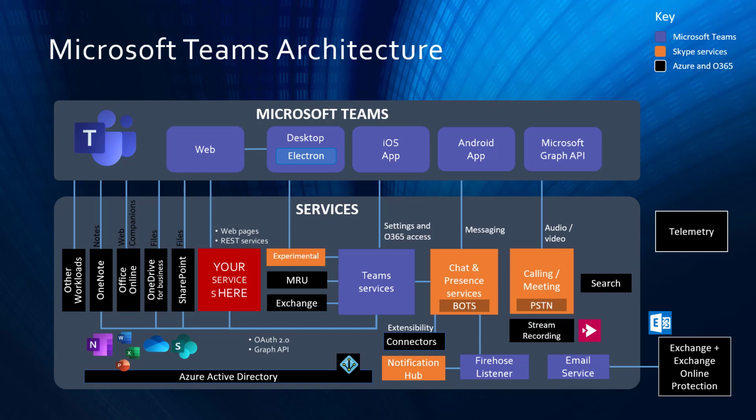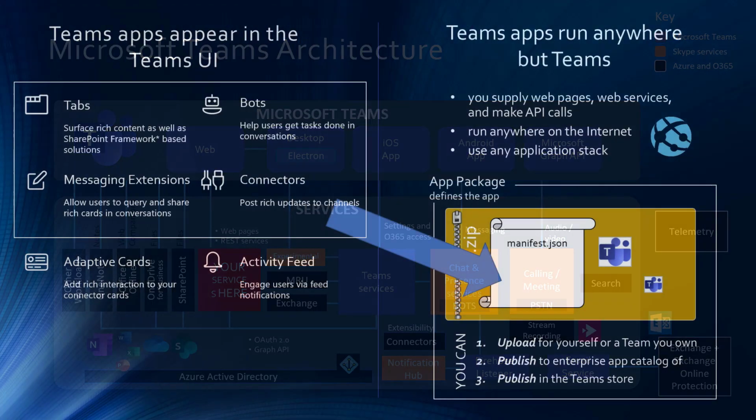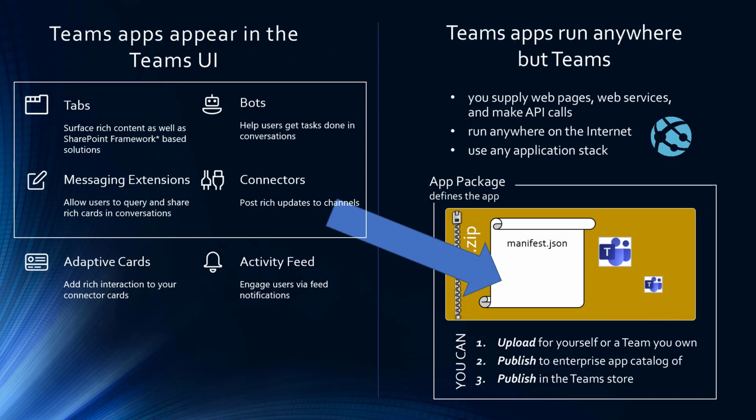But how does Teams know how to find your service, your web page, your bot? Well, that's done using something called an app package, which contains a Teams app manifest. So your tabs, bots, messaging extensions, and connectors, and again, I'll talk about them more in another video, but all of that gets added, kind of put together inside of this manifest file, along with a couple of icons that get zipped up. And at that point, you can upload it for yourself or for a team you own, if you have permission. You can publish it to the Enterprise App Catalog, or you can publish it to the Teams store. So let's see how that works.